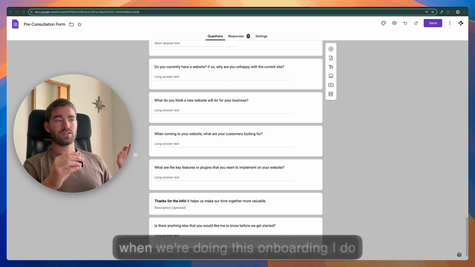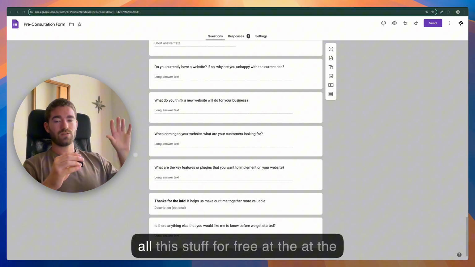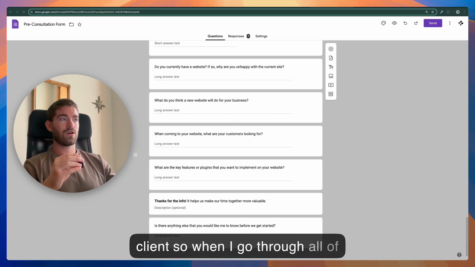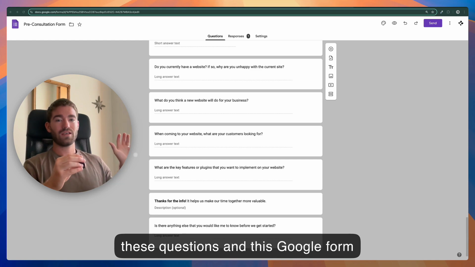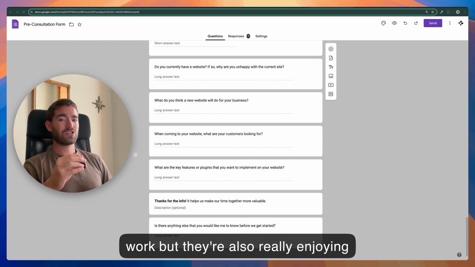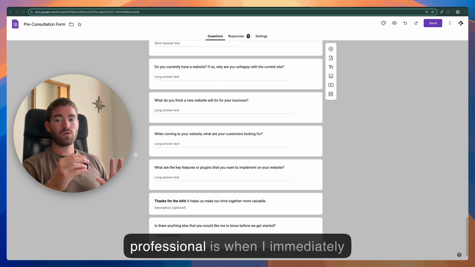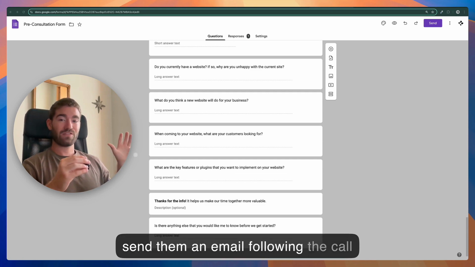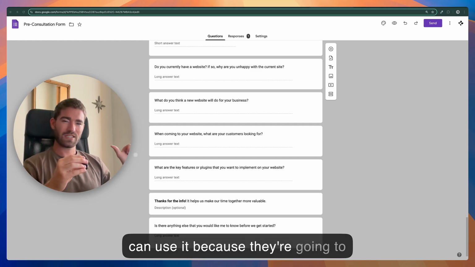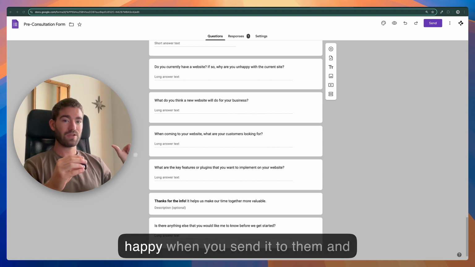And that's really important. So when we're doing this onboarding, I do all this stuff for free at the beginning, and it's about communicating professionalism to the client. When I go through all of these questions and this Google form, they're understanding me and how I work, but they're also really enjoying the professionalism. And what's most professional is when I immediately send them an email following the call that has the summary of what we've talked about, so they can use it, because they're going to discover stuff that they didn't think about, and they're going to be really happy when you send it to them.